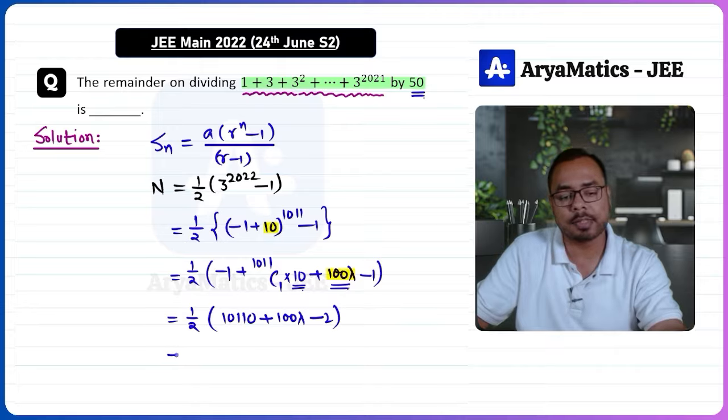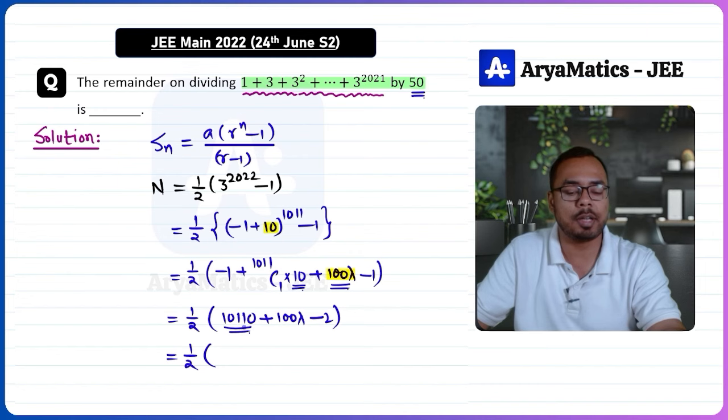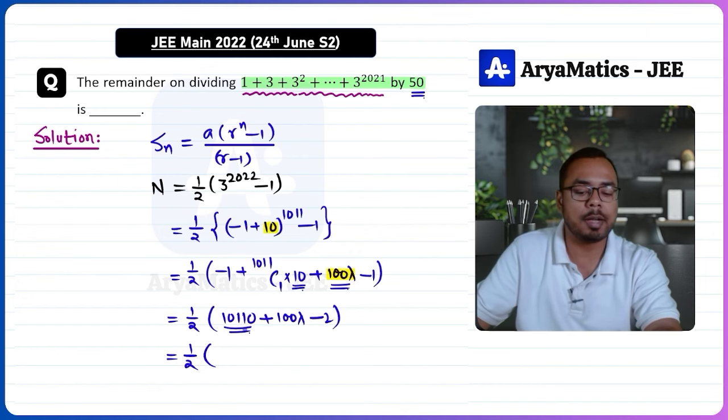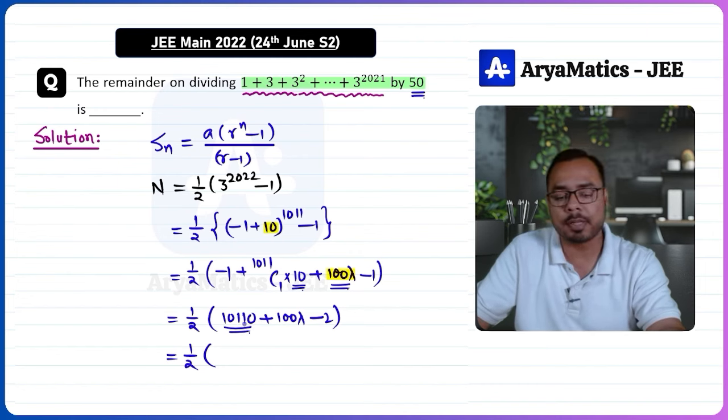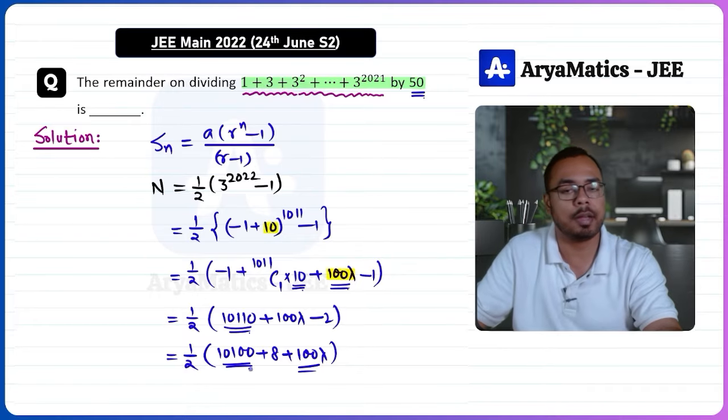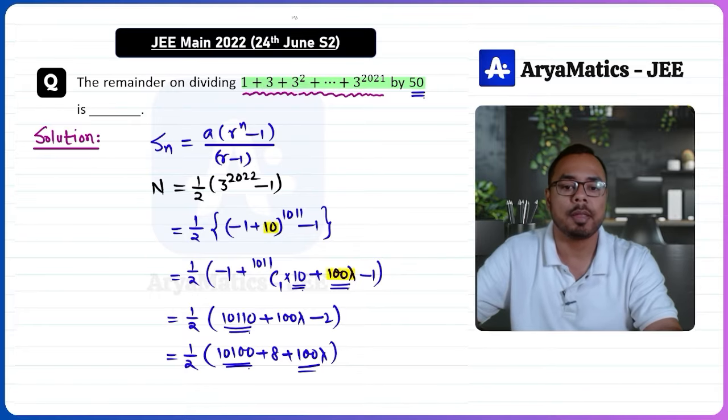So now we can write this number as 1 by 2. And from here also, if you want, you can separate multiples of 100. That means this number you can write as 10,000 plus 110. Right? In fact, we can write this as 10100 and 10 minus 2, that will be 8, plus multiples of 100. And now this is also a multiple of 100. So we can combine these two. And finally, the number is of this form, right?